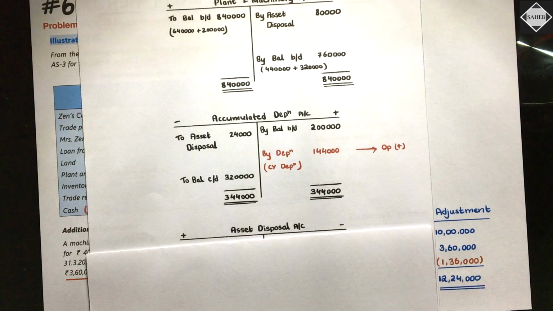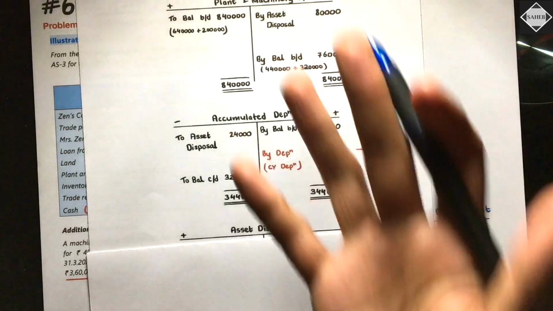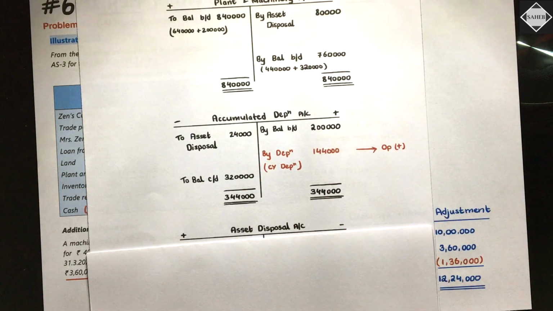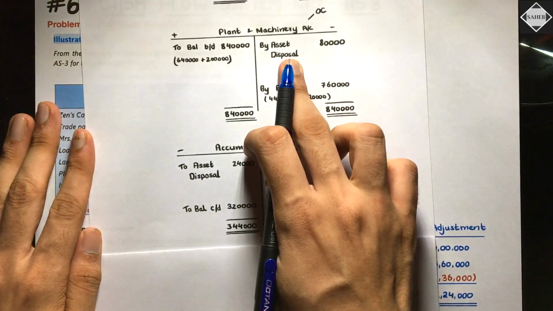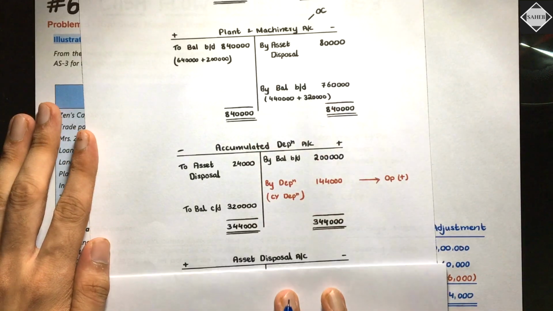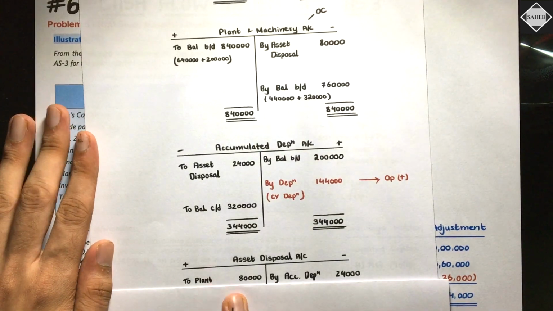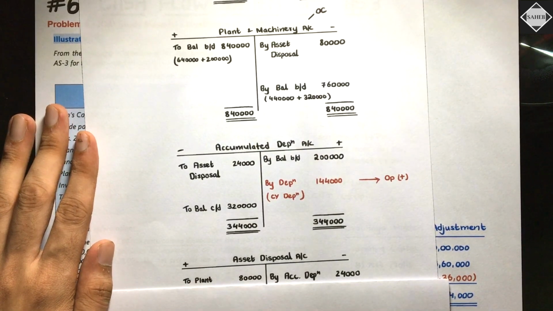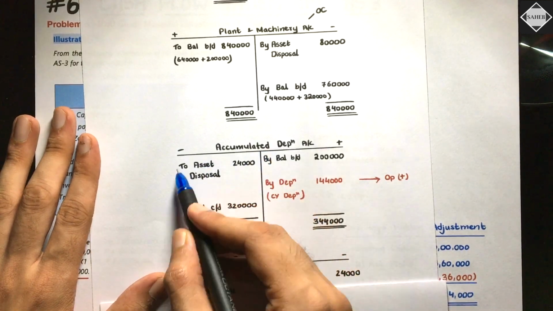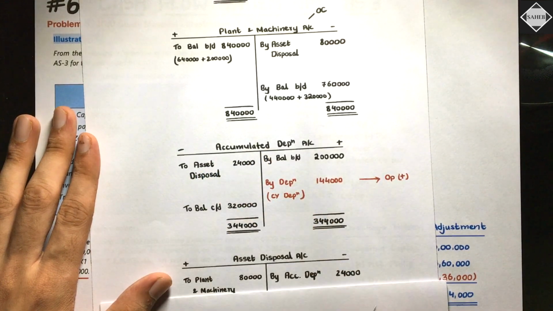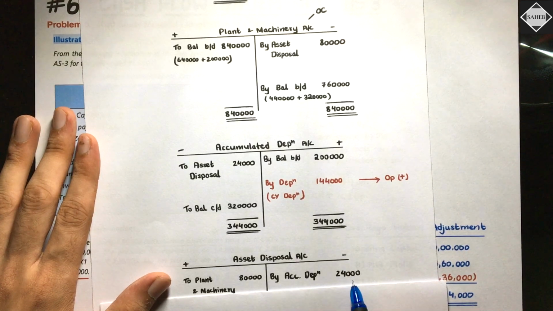The question is not telling us how much profit or loss we have made. So see, it's really simple. Asset disposal is the same as the asset account. The same rule applies. See, in plant and machinery, asset disposal was there on the credit side, so it will come over here on the debit side, to plant and machinery 80,000. And in accumulated depreciation, asset disposal came on the debit side, so you will cross post it over here by accumulated depreciation 24,000.